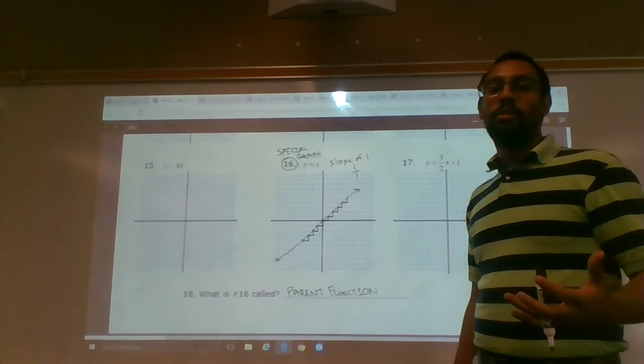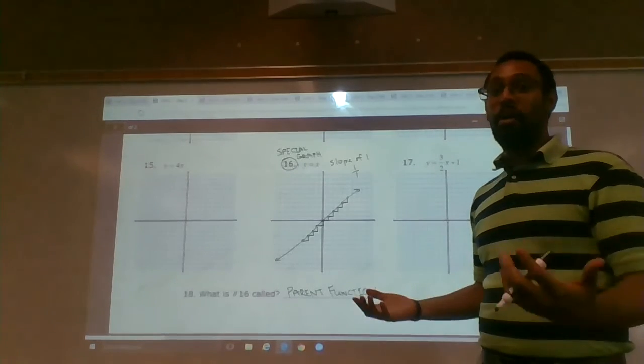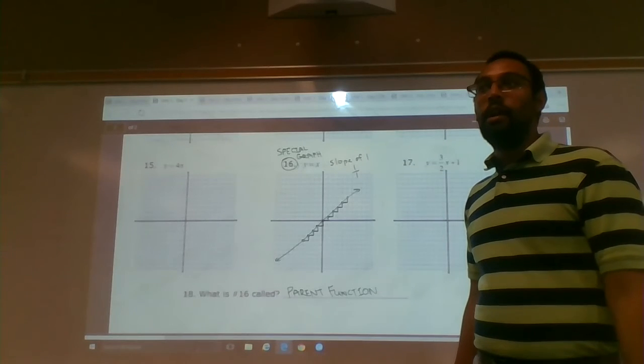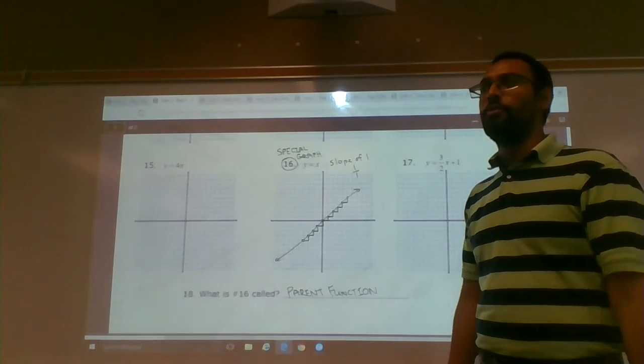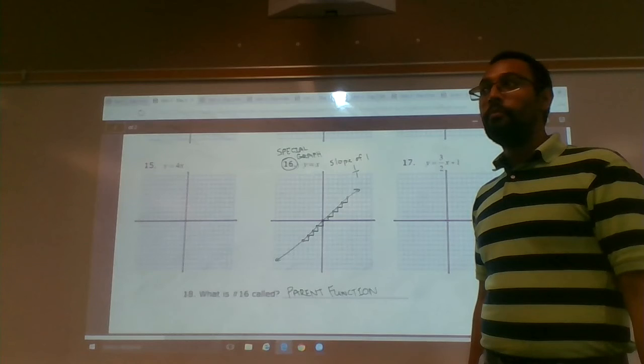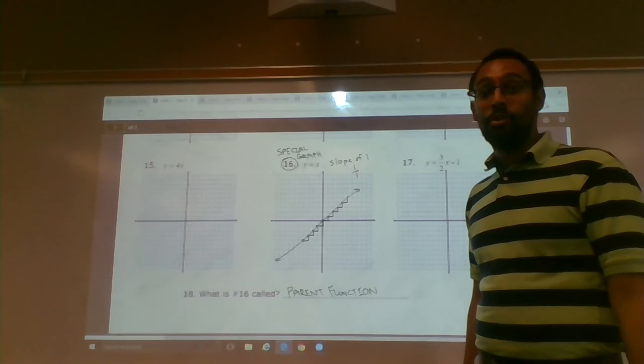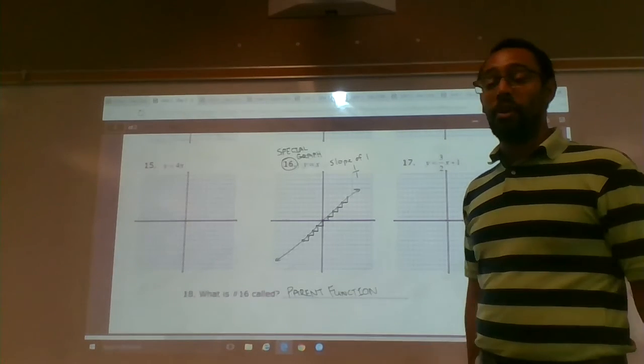And you'll see it for other ones. When we get to quadratics, there's a parent function for quadratics. If we get to cubics, there's a parent function for cubics. When we get to exponentials, there's a parent function for exponentials.